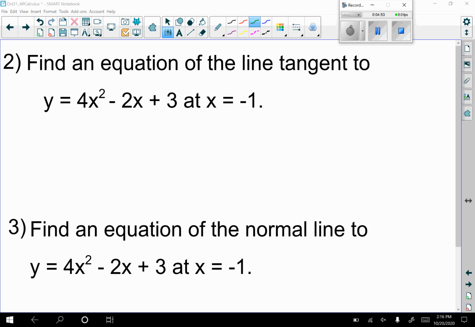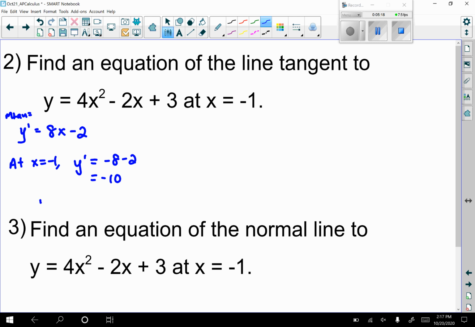All right, so let's take a look at number 2. Here we could use the shortcut rules to help us out here. We do not have to go through the limit definition of the derivative. So here, I want to find the slope of my tangent line, which is y prime, which will just become an 8x minus 2. Then at x equals negative 1, y prime is going to become negative 8 minus 2, which is negative 10. So the slope of my tangent line at x equals negative 1 is negative 10.